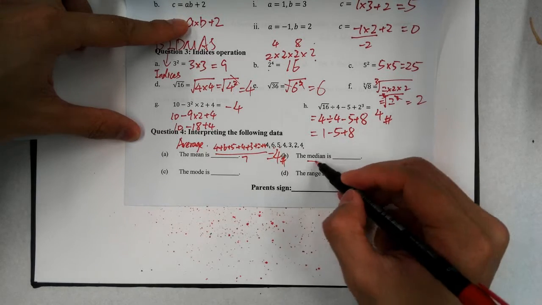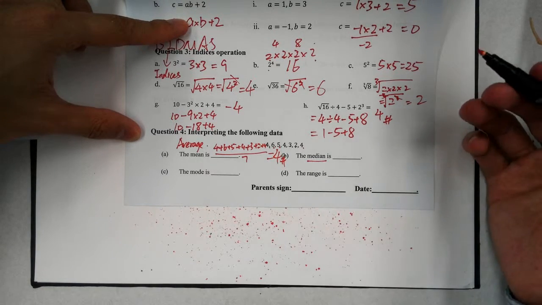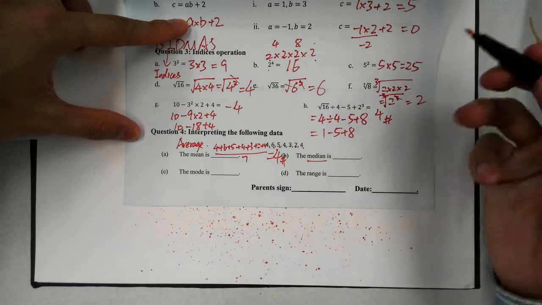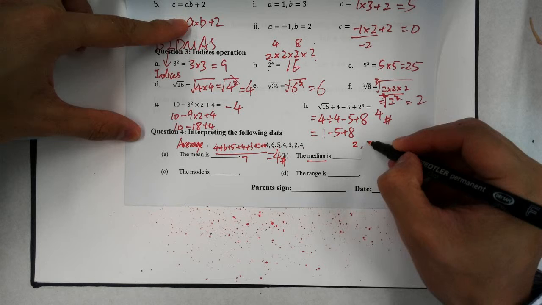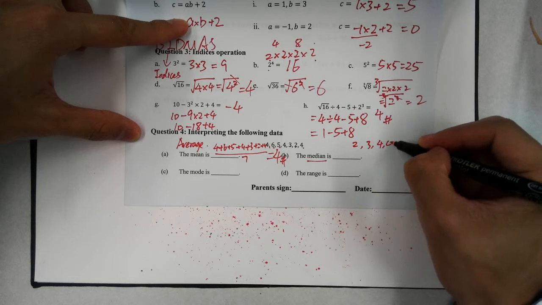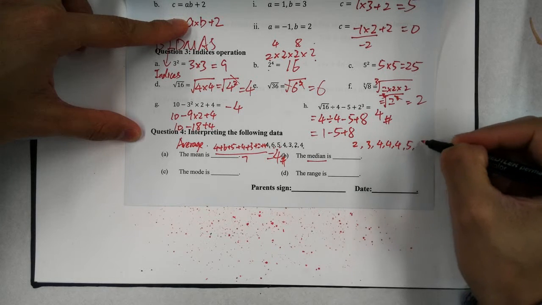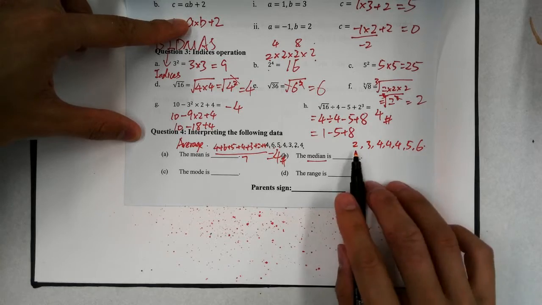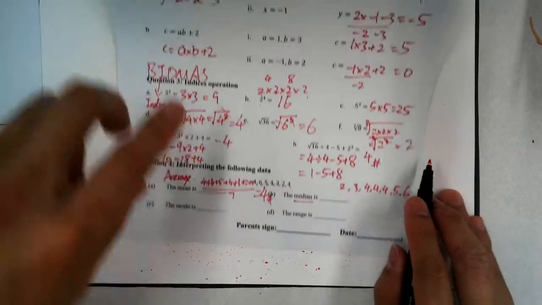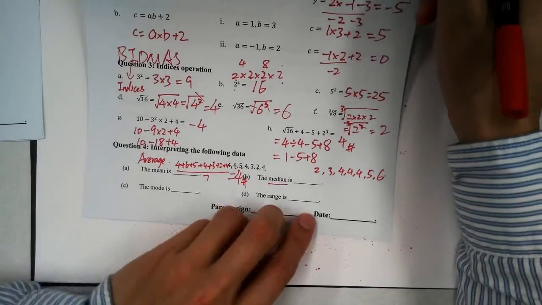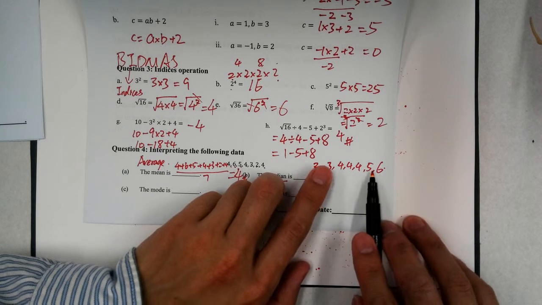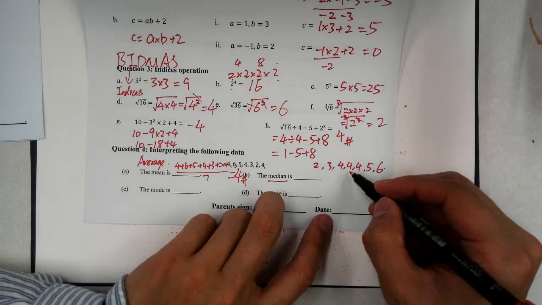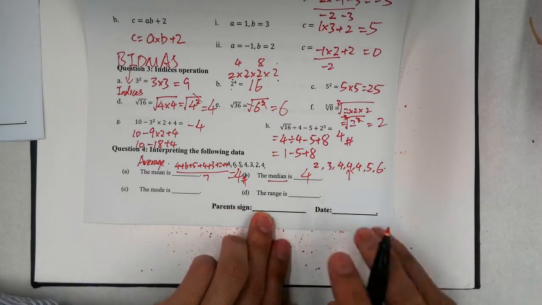Median. When we find the median, it is the middle number. However, we need to rearrange them in order first. So we have 2, 3, 4, 4, 4, 5, and 6. 1, 2, 3, 4, 5, 6, 7 numbers. Good. And then what I need to do is I count the middle number, which is 4. Then the median is 4.